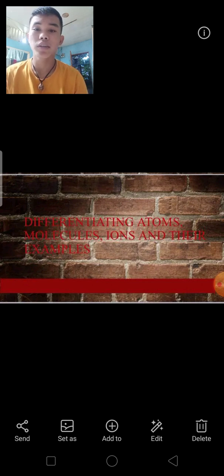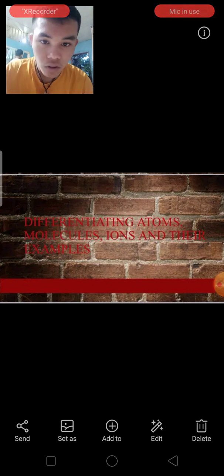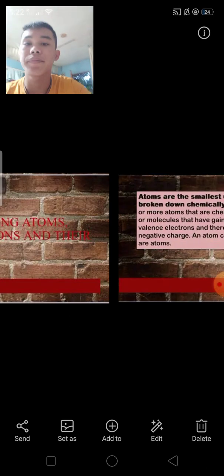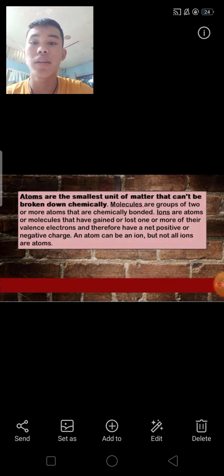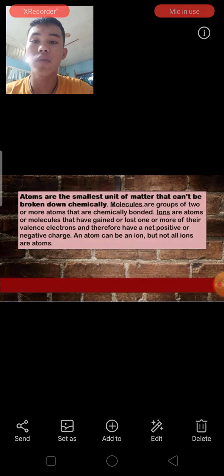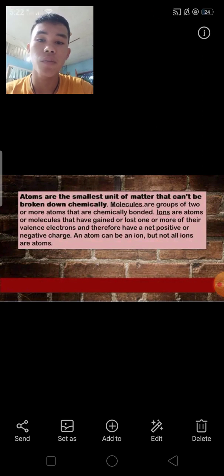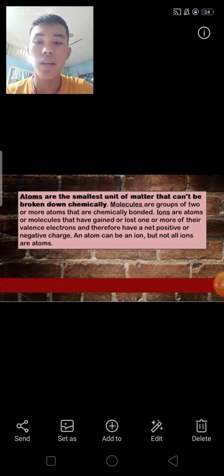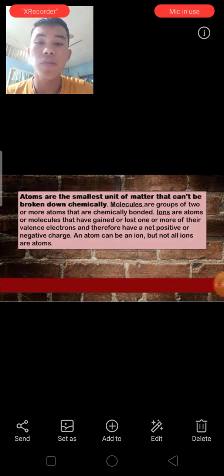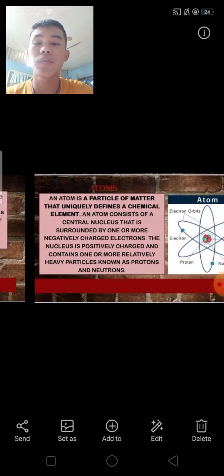Differentiating atoms, molecules, ions, and their examples. Atoms are the smallest unit of matter that can be broken down chemically. Molecules are groups of two or more atoms that are chemically bonded. Ions are atoms or molecules that have gained or lost one or more of their valence electrons and therefore have a net positive or negative charge. An atom can be an ion, but not all ions are atoms.